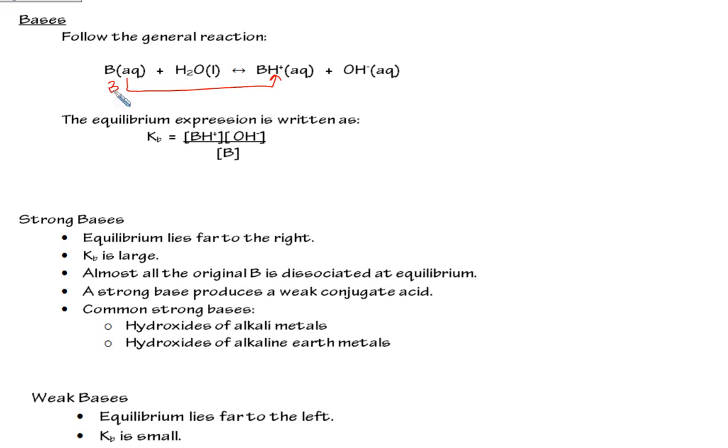Now again, if we want this thing to go in reverse, this guy here needs to lose that hydrogen. So we're going to call him the conjugate acid. It's the pair of the base. Acids and bases come in pairs, and the conjugates differ by just a hydrogen ion.